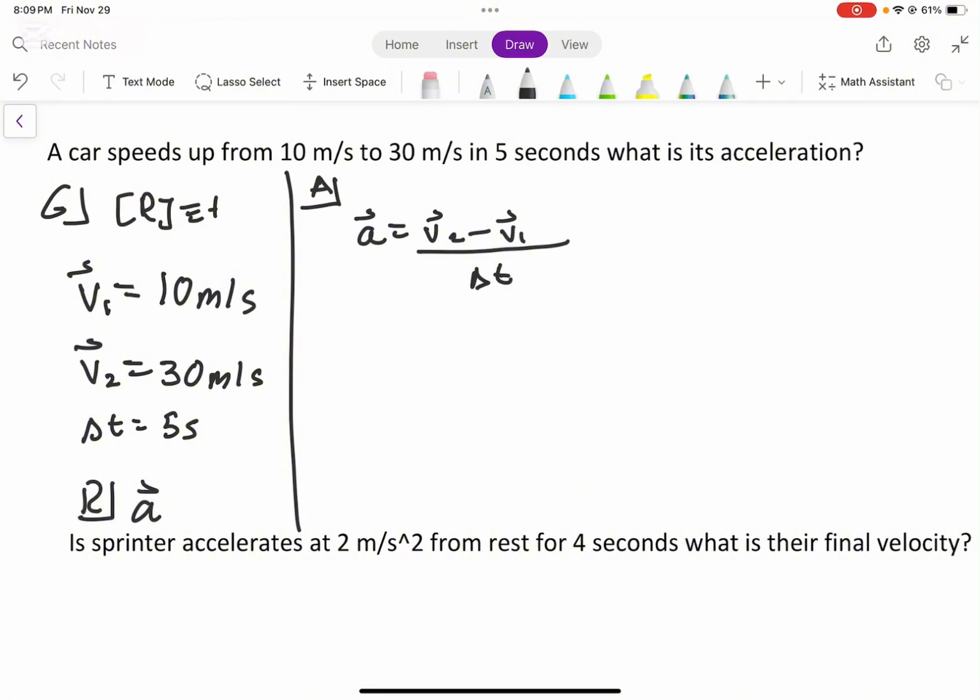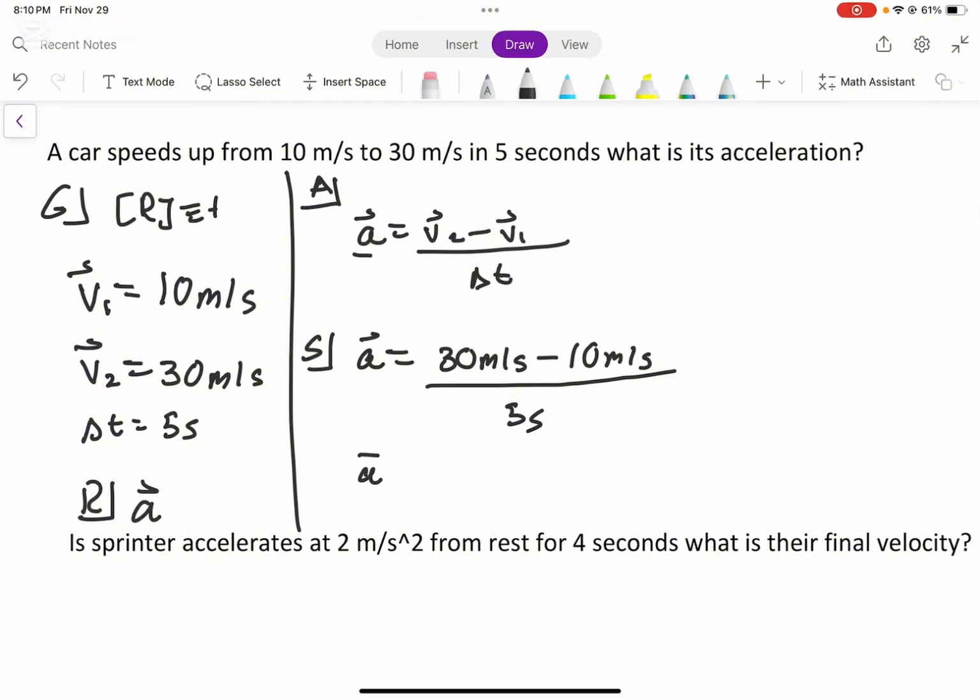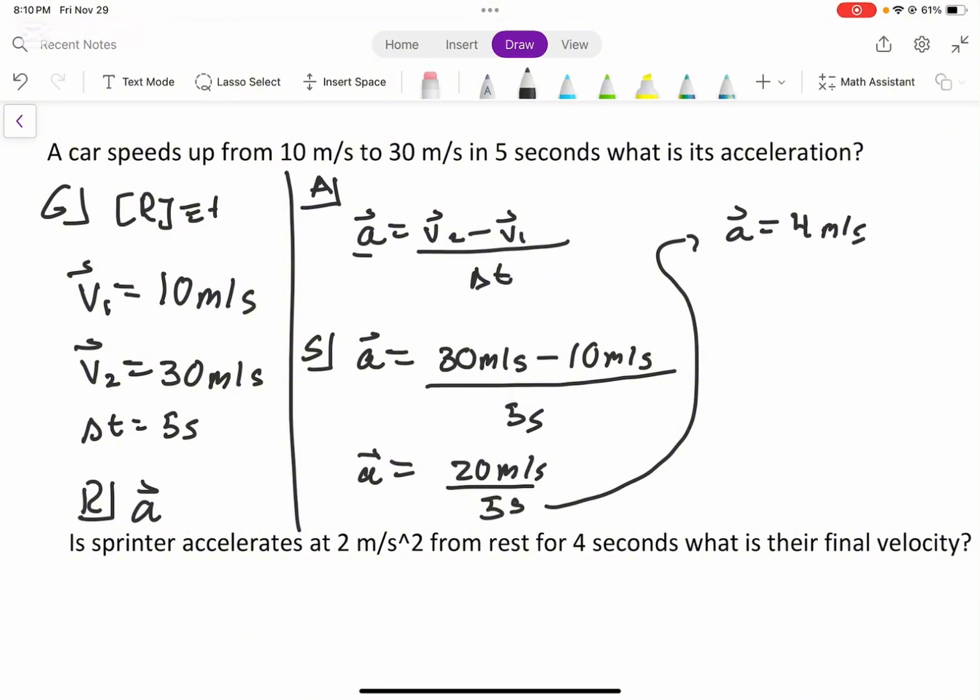We're looking for acceleration, so we just have to plug in our numbers. So a vector is equal to 30 meters per second minus 10 meters per second over 5 seconds. a is equal to 20 meters per second over 5. And in this case, our acceleration will be 4 meters per second squared.